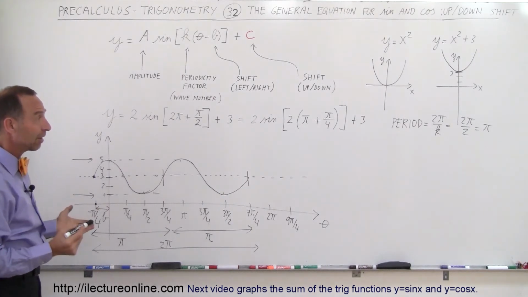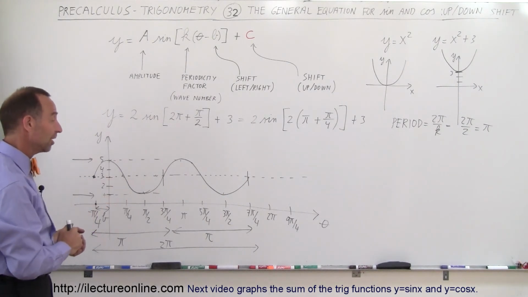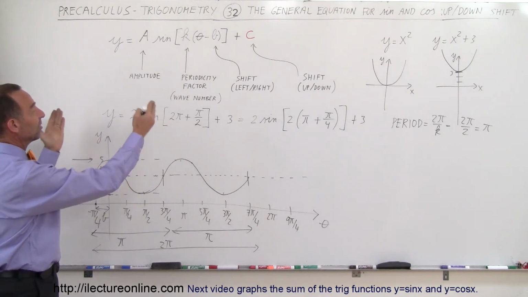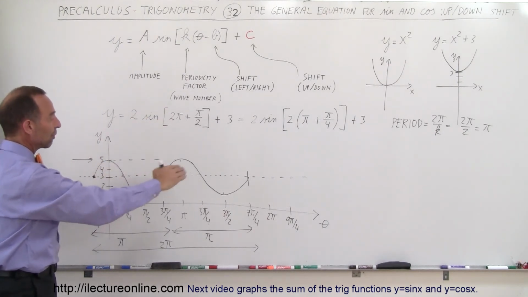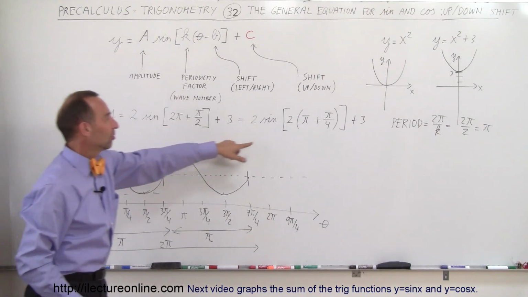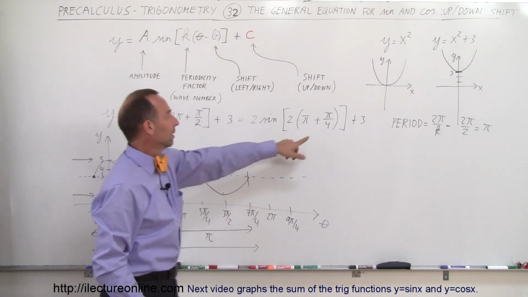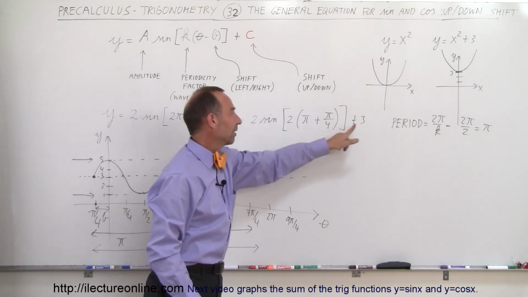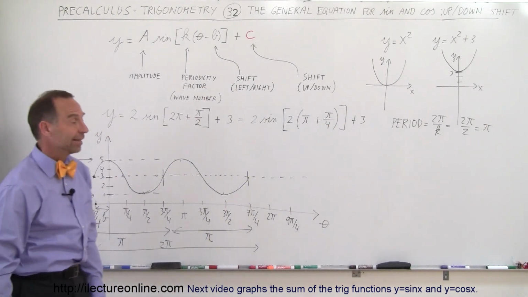All right, and that's how we do that. If you understood what I just did, you're ready to take any function, any sine function, any cosine function, and graph it appropriately based upon the amplitude, and in this case, the k, the shift left, right, and the shift up and down. And that's how we do that.